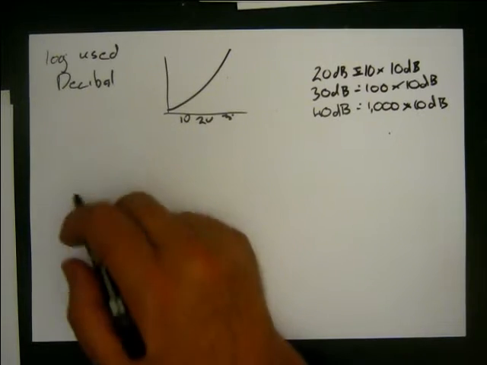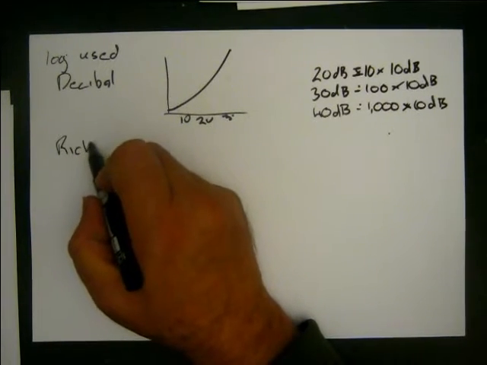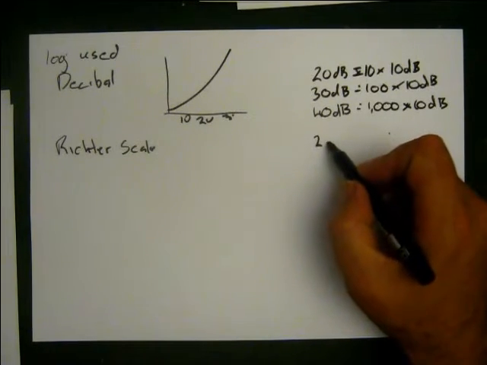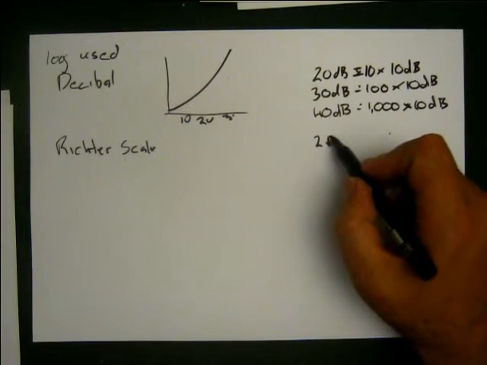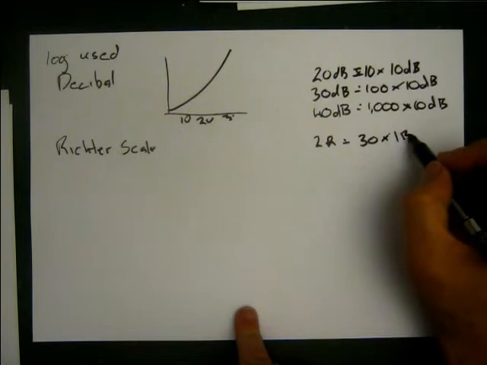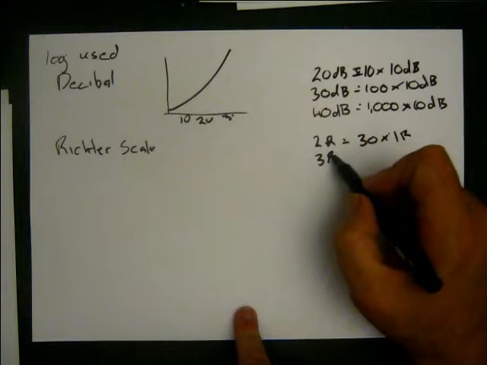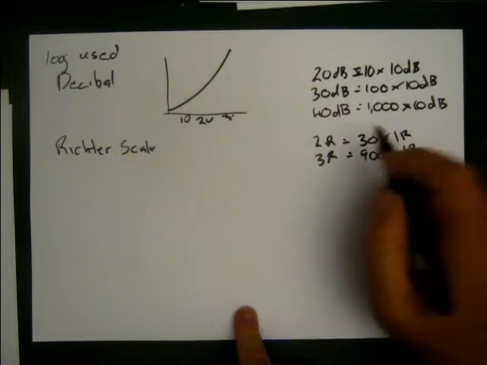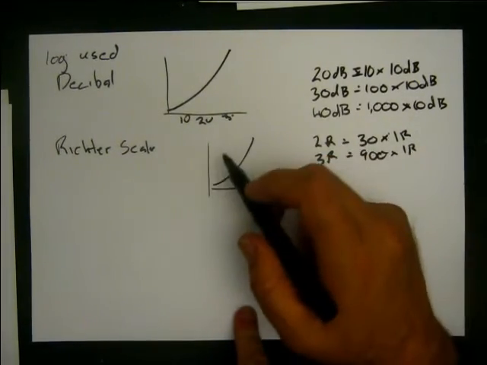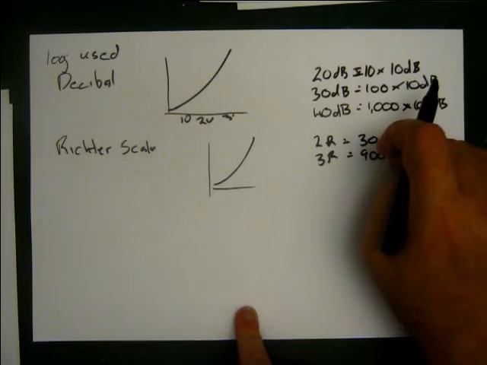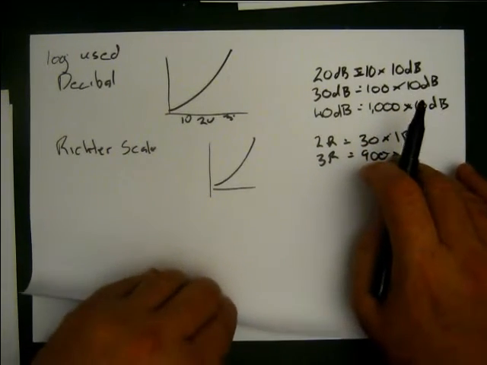Another logarithmic scale is the old Richter scale. I know that they don't use the Richter scale for earthquakes anymore, but 2 on the Richter scale equals 30 times 1 on the Richter scale. And 3 on the Richter scale equals, well, it would be 30 times 30, 900 times 1 on the Richter scale. Again, we get a scale that goes like that. And these allow us to deal with very, very large numbers in a very simple, small way, which is very useful.